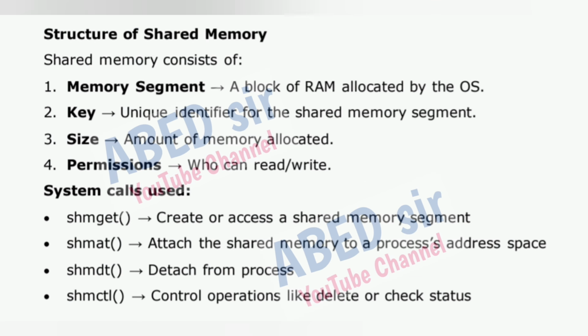Structure of shared memory. Shared memory consists of: 1. Memory segment, a block of RAM allocated by the OS. 2. Key, a unique identifier for the shared memory segment. 3. Size, the amount of memory allocated. 4. Permissions, who can read or write. System calls used: shmget, create or access a shared memory segment. shmat, attach the shared memory to a process's address space. shmdt, detach from the process. shmctl, control operations like delete or check status.